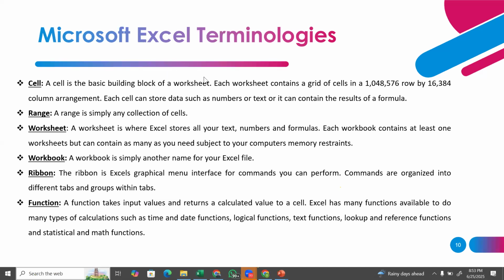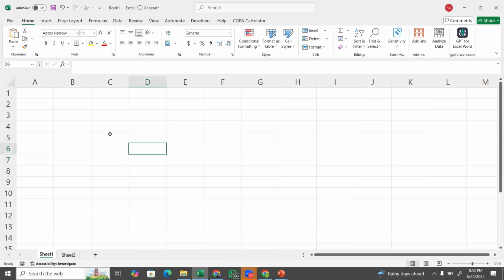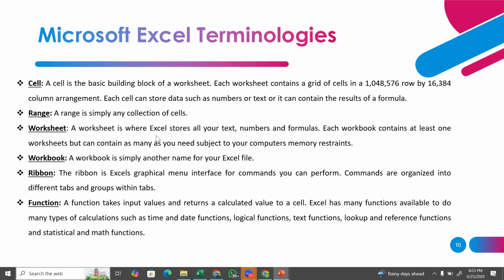Now, let's talk about basic terminologies. Microsoft Excel basic terminologies. The very first thing is what we call a cell. A cell is the intersection of rows and columns. That's where both row and column meet. Each of these boxes that you see on Excel is called a cell. So it's the intersection between the rows and the columns.